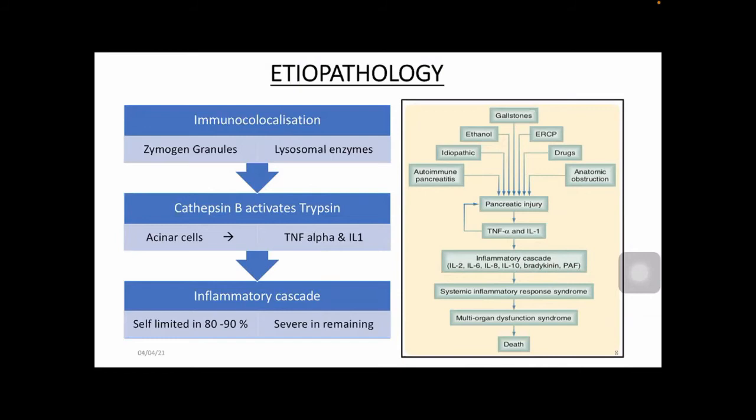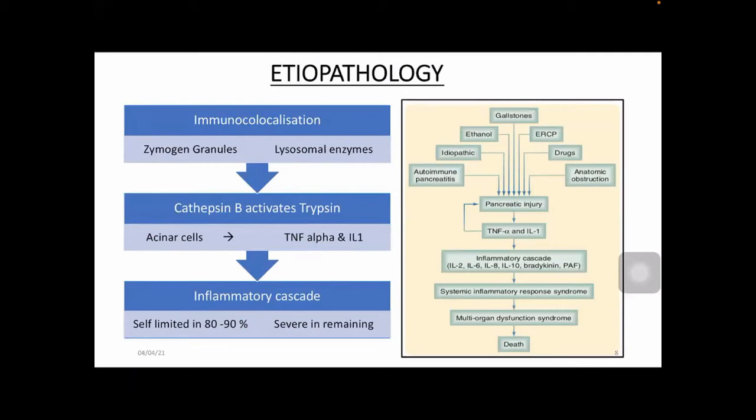So what happens? All these enzymes in the pancreas are present in an inactive form as zymogen granules. So what happens because of all these trigger points of pancreatitis? The zymogen granules combine with the lysosomal enzymes, which has cathepsin B. This cathepsin B present in the lysosomal enzymes activates the trypsin and causes the acinar cells to release TNF alpha and IL-1, which will initiate the inflammatory cascade. So once the inflammatory cascade is activated, it's self-limited in 80 to 90% of patients, and only around 10 to 20% of the patients will have a severe course.